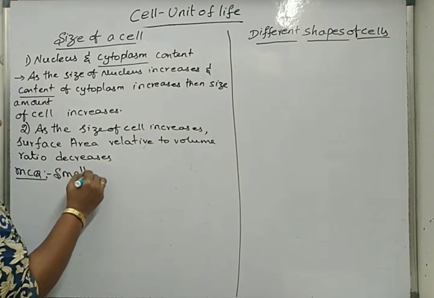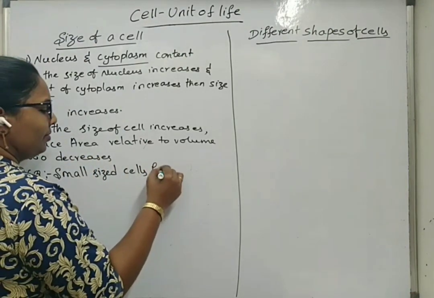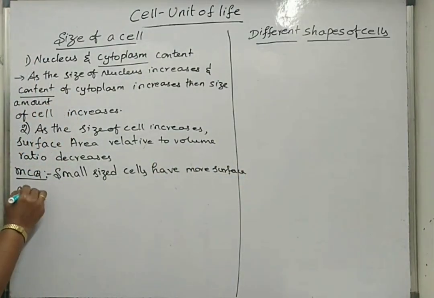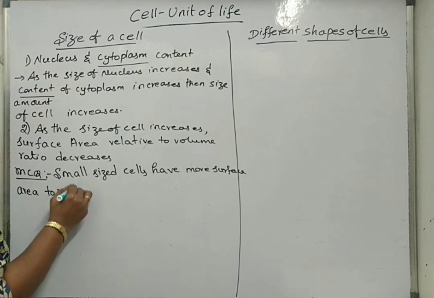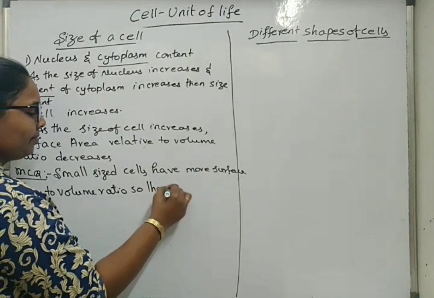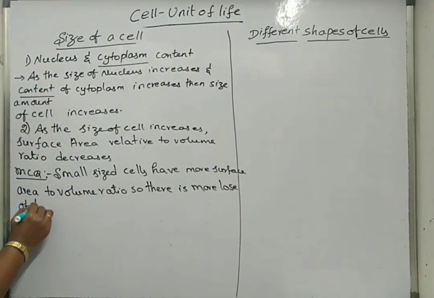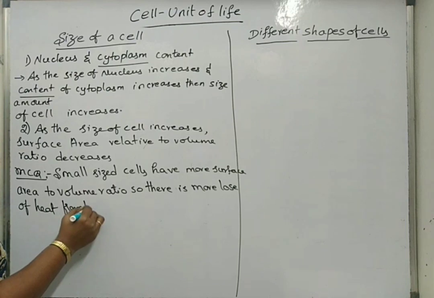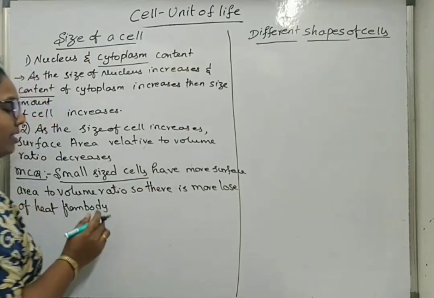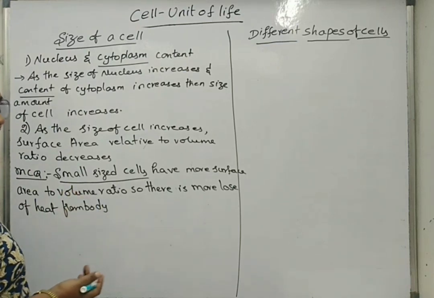Smaller sized organisms or cells will have more surface area to volume ratio. So there will be more loss of heat from the body. So in polar regions, what happens? Organisms have been adapted to increase their body size so that surface to volume ratio will be decreased so that there will be less loss of heat.